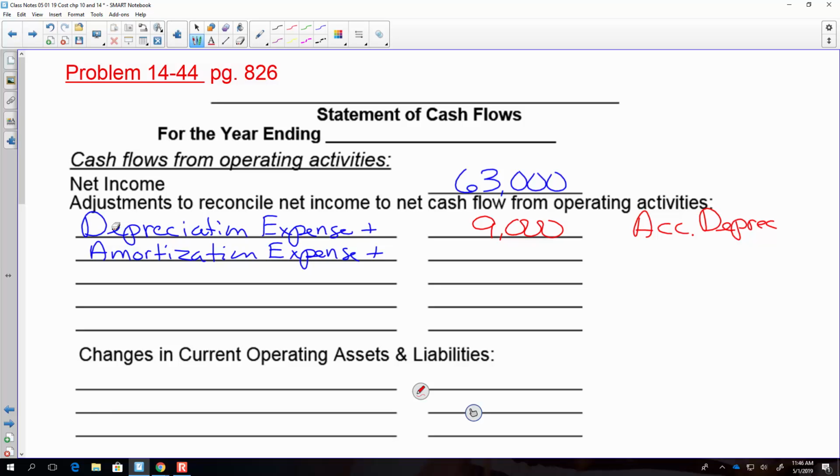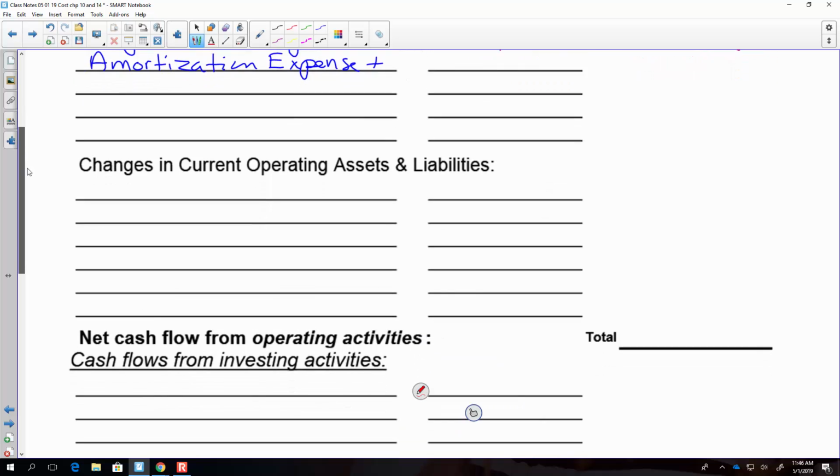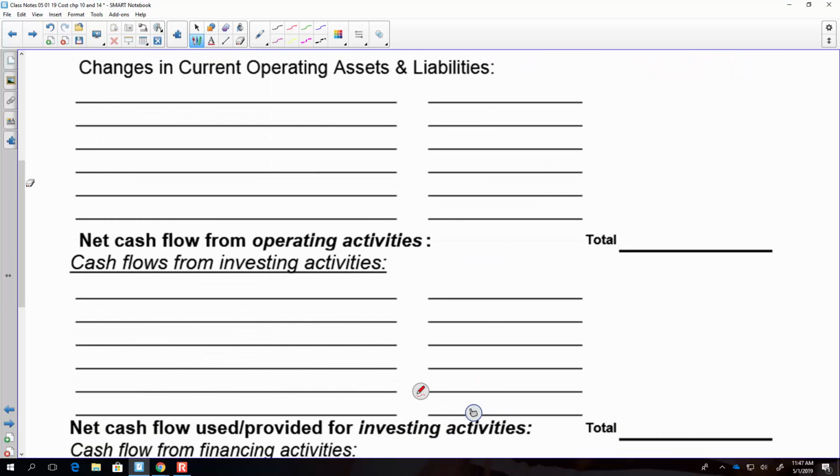Okay. Changes in current assets and current liabilities is next. We're starting with accounts receivable. I think the next one's inventory. Is there any other current asset left?